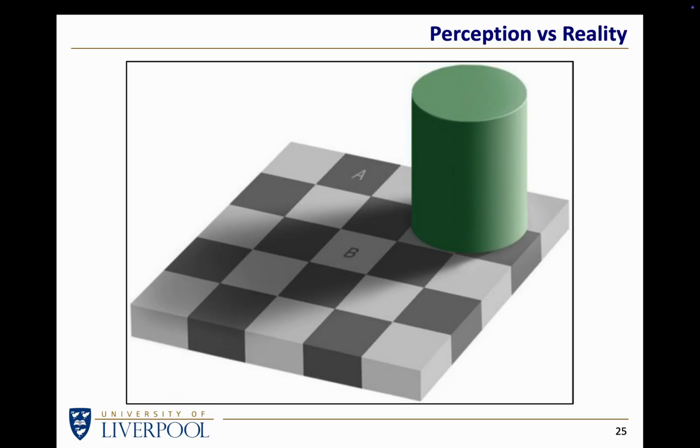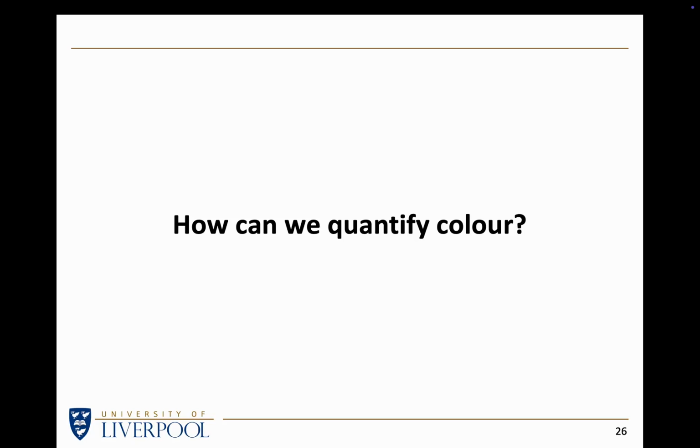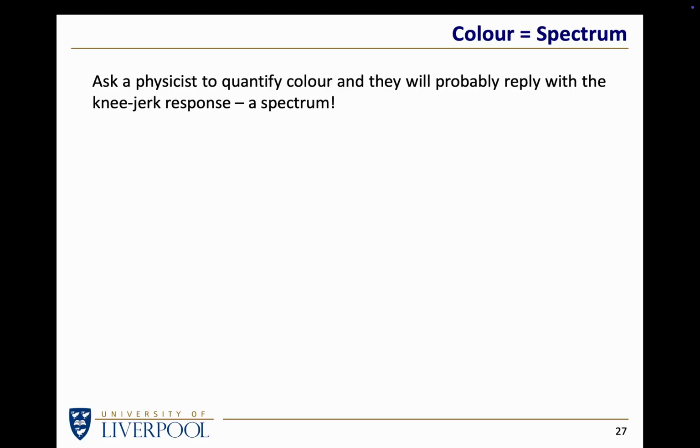So that's one take-home message from this lecture, is your eyes don't always tell you what you think they're telling you. So how do we quantify color? Let's move back to color in the cosmos shortly. Let's just ask ourselves how we quantify color, given that perception is such a tricky thing. If you ask a physicist, yeah, perception is tricky, so how do we quantify color? A physicist will say a spectrum.